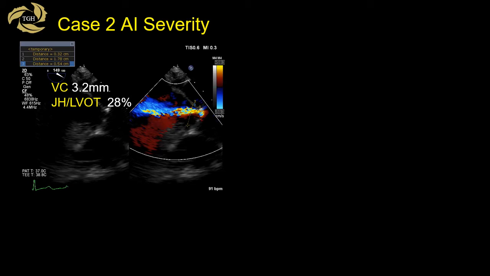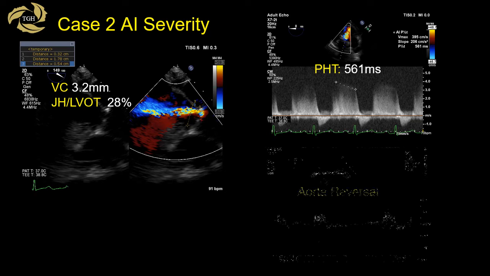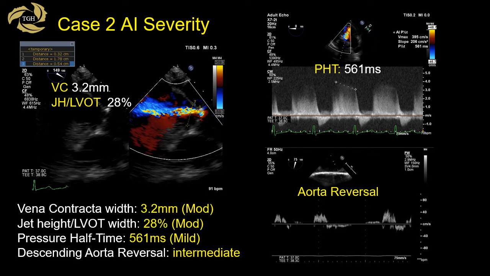Most of us would eyeball this and guess that this was maybe mild to moderate AI. Common measures of AI are shown here, including the vena contracta width measuring 3.2 millimeters, jet height to LVOT ratio measuring 28%, pressure half time of 561, and intermediate descending aorta reversal. This confounding data suggests mild to moderate aortic insufficiency.